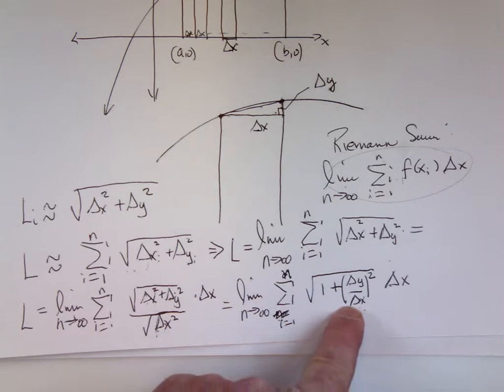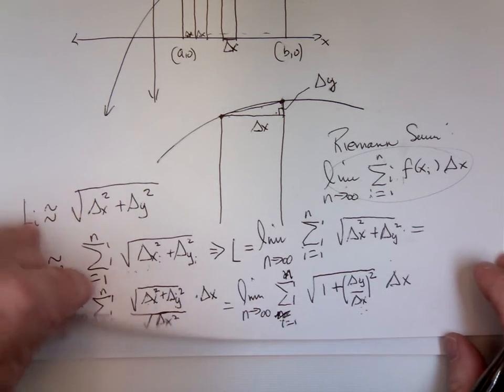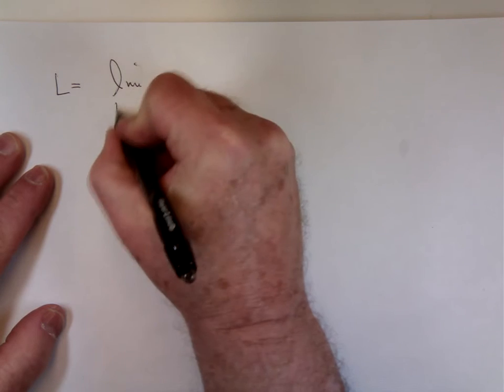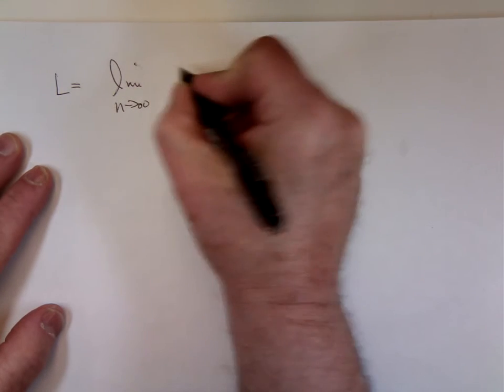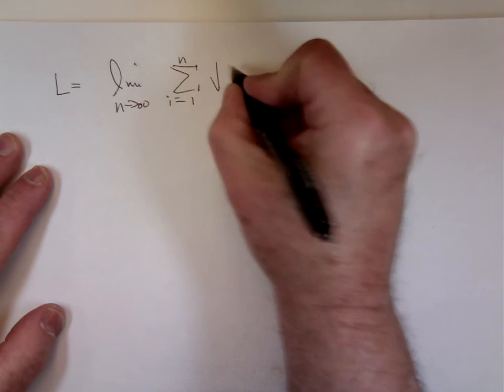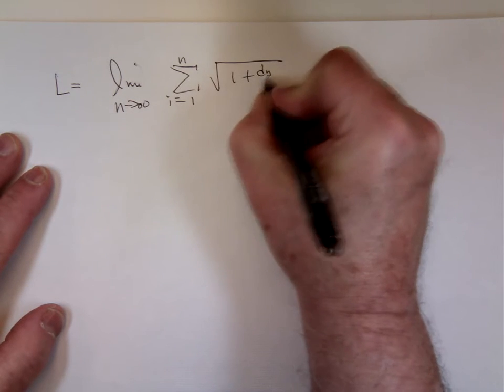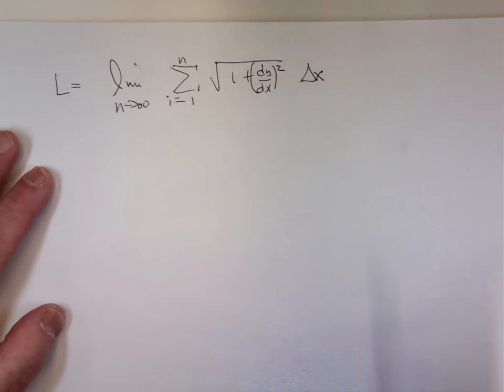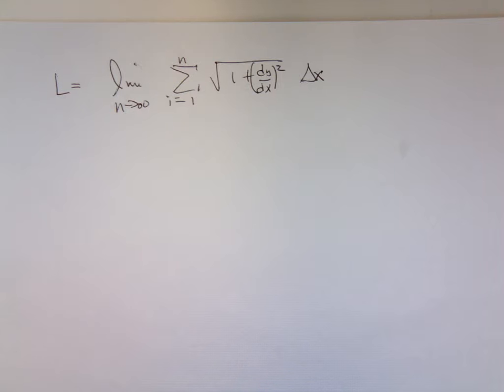That's a derivative. Okay? So what do we have? Here's what we have. Arc length is equal to the limit as n goes to infinity of the sum of the square root of 1 plus the derivative squared, times delta x. And guess what we have here? We have a Riemann sum.